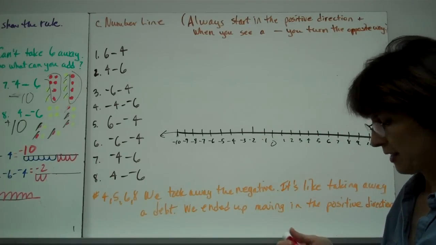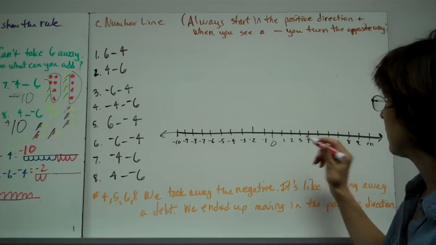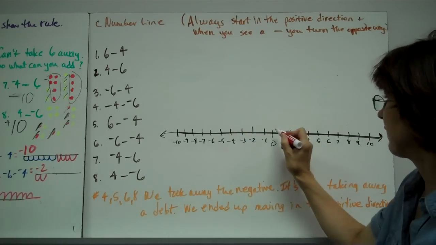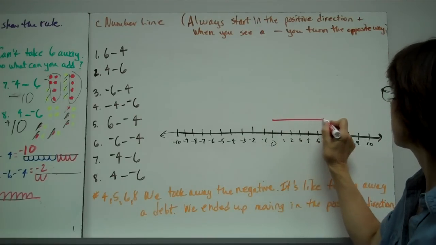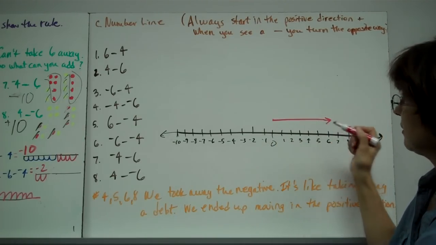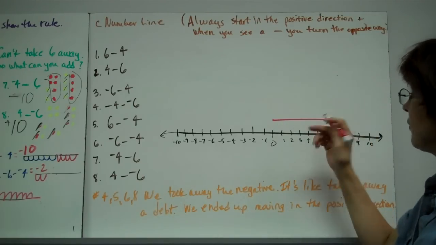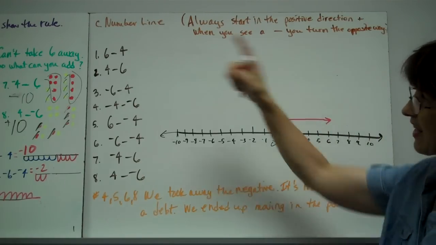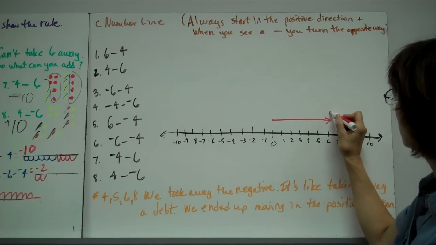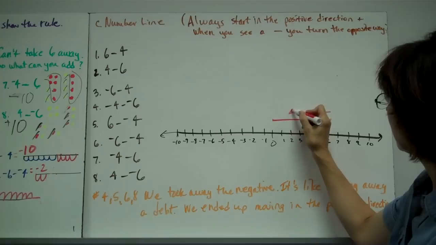For number one, we have 6 minus 4. You always start with 0 because you don't have anything at all. The first thing you do is you have 6, so you go up to 6. I'm not going to be exact, but anyway, go up 6. I'm facing the positive direction, to the right, but then I got a minus sign. So I got to turn the opposite way and go down 4. You go down 4 and you land on 2.